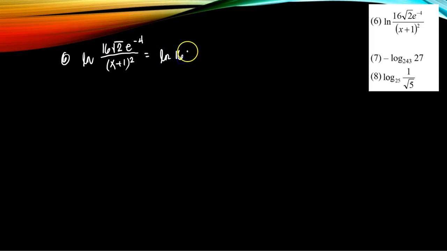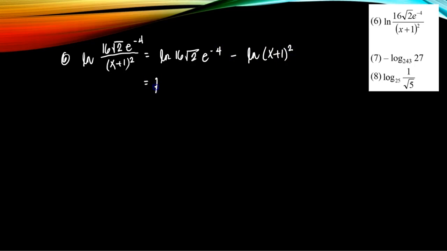Next, for number 6, let's try solving. ln of 16 square root of 2 e to the negative 4 all over x plus 1 squared. So what we can do here is everything in the numerator, let's group together first. And then everything in the denominator, let's group them together.